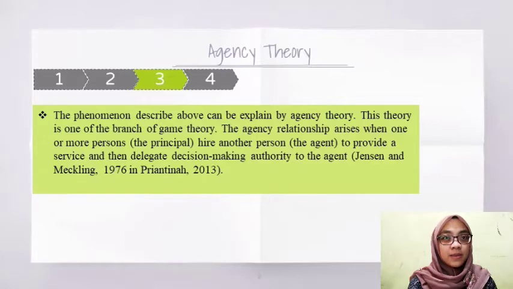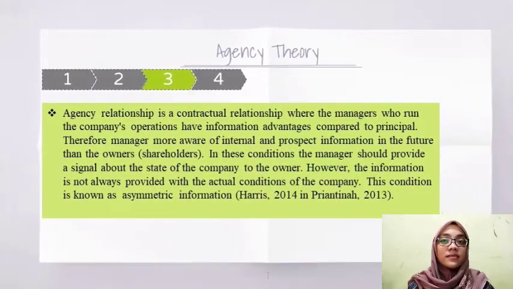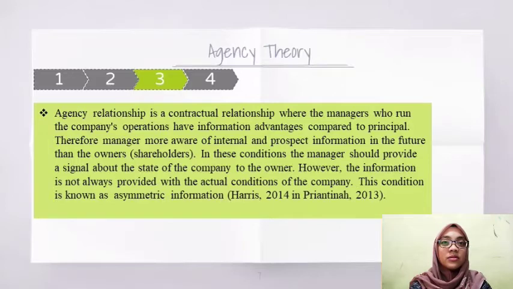The agency relationship arises when one or more persons, in this case the principal, hire another person, in this case the agent, to provide a service and then delegate decision-making authority to the agent. Based on Jensen and Meckling in Priantina 2000, agency relationship is a contractual relationship where the managers who run the company's operations have information advantages compared to the principal. Therefore, managers are more aware of internal and prospect information in the future than the owners or shareholders.